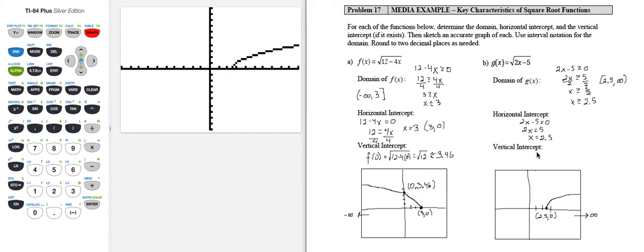Now let's see what happens with the vertical intercept. You can see by the graph that there isn't one, but let's go ahead and see how that would work if I tried to do the computation. So I would want to evaluate g of 0, plug that into my function, 2 times 0 minus 5 equals square root of negative 5, which is not a real number. Therefore, the vertical intercept does not exist, and we can see that that's verified with the shape of our graph.